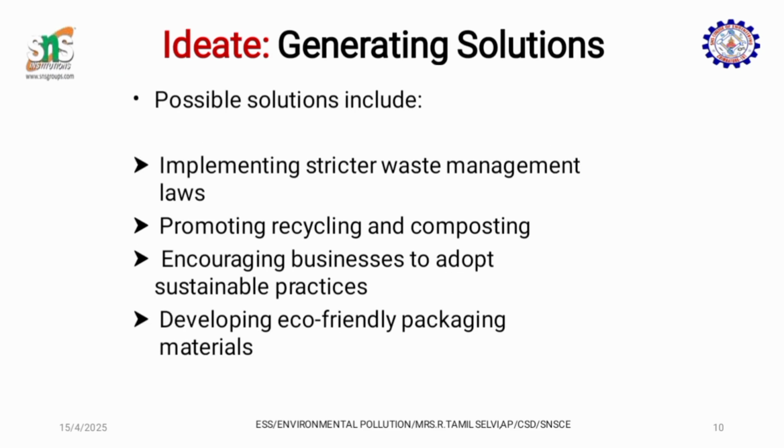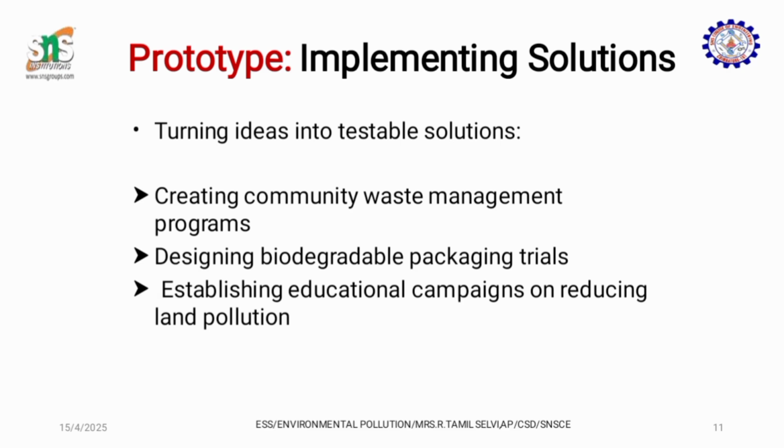Next stage is ideate. In this phase, we brainstorm potential solutions. Ideas might include stricter waste management laws, promoting recycling and composting, encouraging businesses to adopt sustainable practices, and developing eco-friendly packaging materials. The next stage is prototype. Once ideas are ready, we move to the prototype phase where we turn those ideas into practical models. For example, launching community waste management programs, creating biodegradable packaging trials, or organizing educational campaigns.